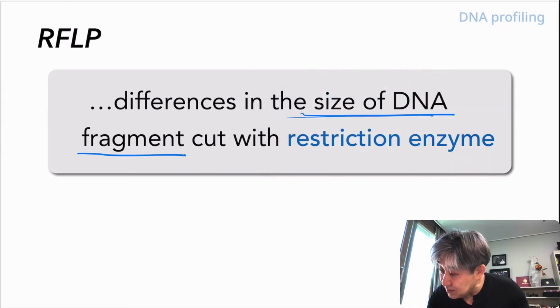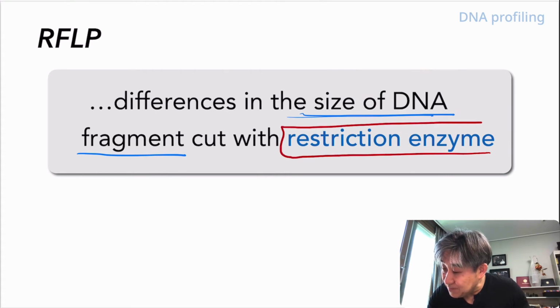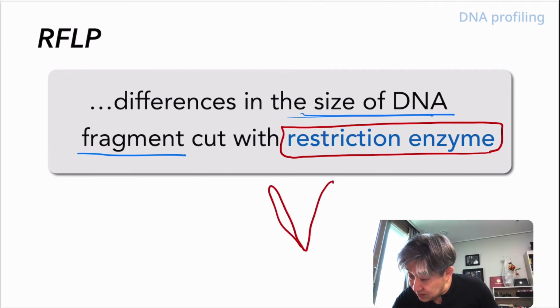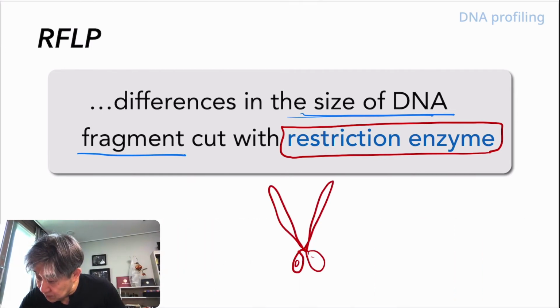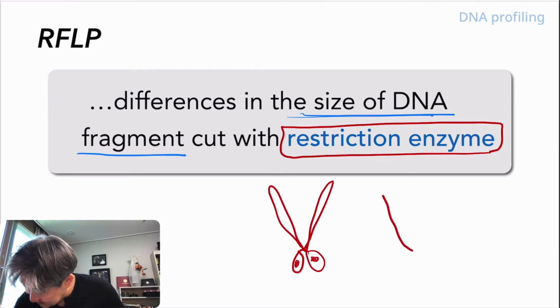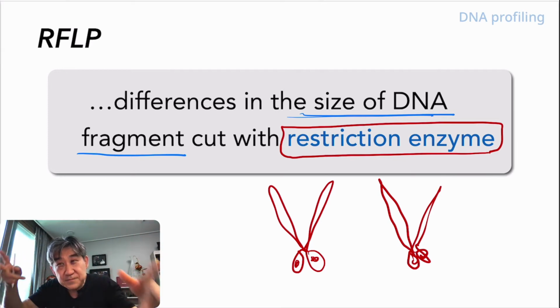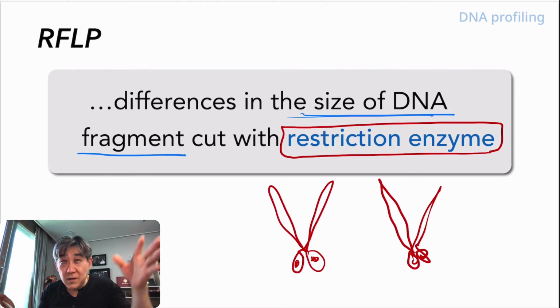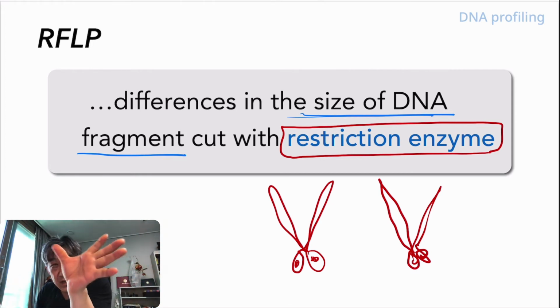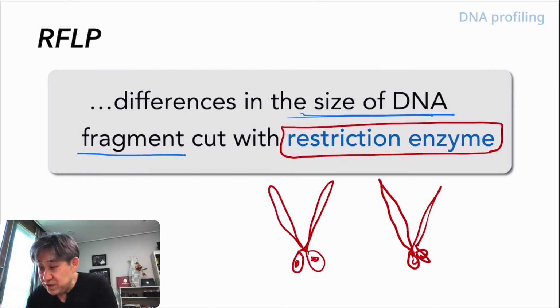Now you have to understand this restriction enzyme. This restriction enzyme is like this. What do I mean by that? I mean, this is a scissor. How can I not draw any scissor? It is a molecular scissor. You can cut your DNA fragment at will on a very specific given DNA sequence. That's what this restriction enzyme does.